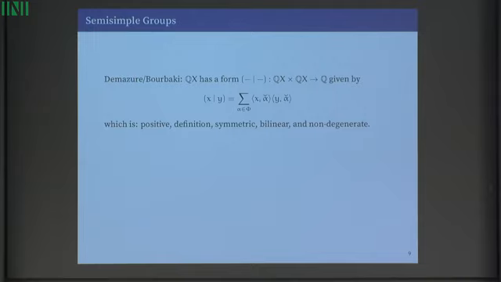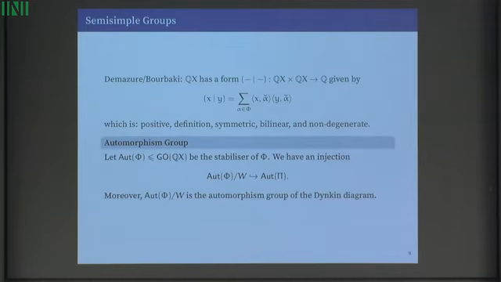So you can introduce a positive definite, symmetric, bilinear, and non-degenerate form on this Q vector space. Think Euclidean inner product. So really, what this is saying is that the root system, as you know and love it in terms of Euclidean vector spaces, is going to be a root system with respect to this form.